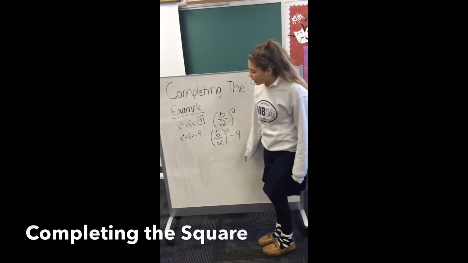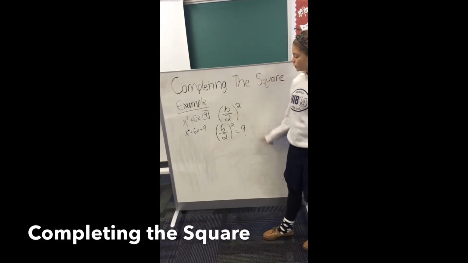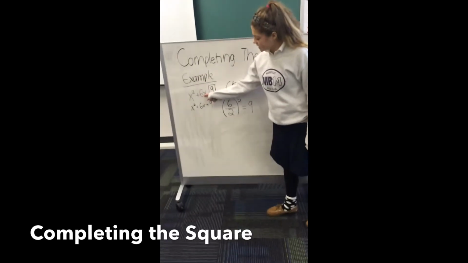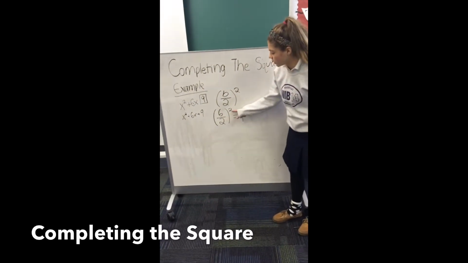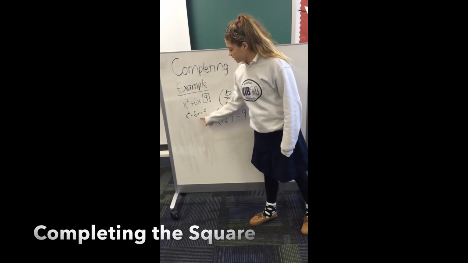In this problem, we have x squared plus 6x. To find the third number, you have to do b over 2 squared. The value of b is 6, so you do 6 over 2 squared, which gives you 9. So then it would be x squared plus 6x plus 9.